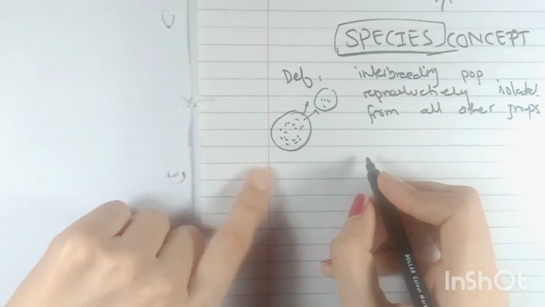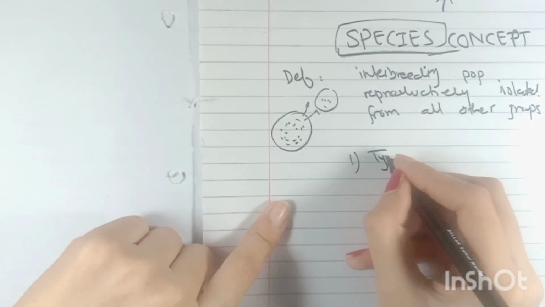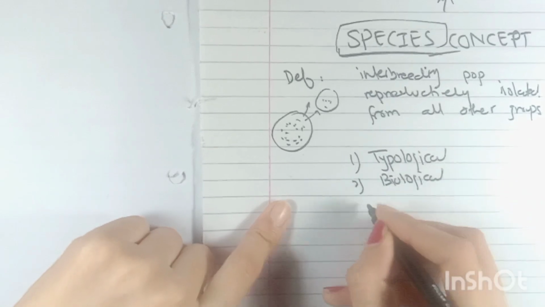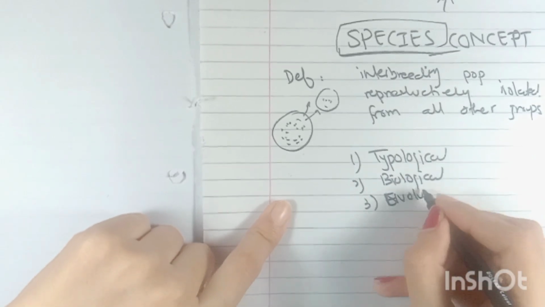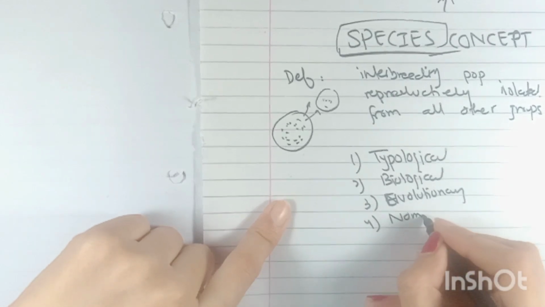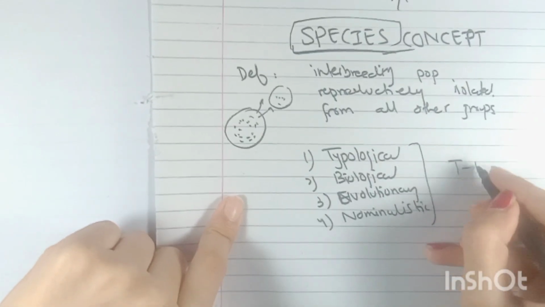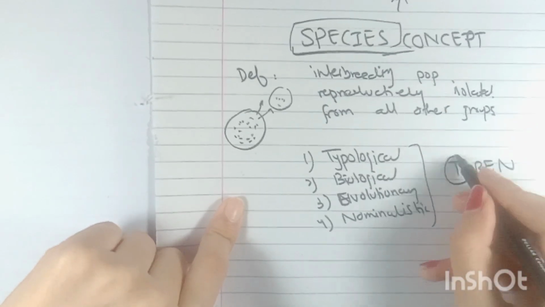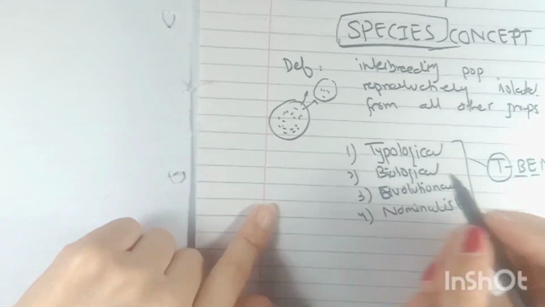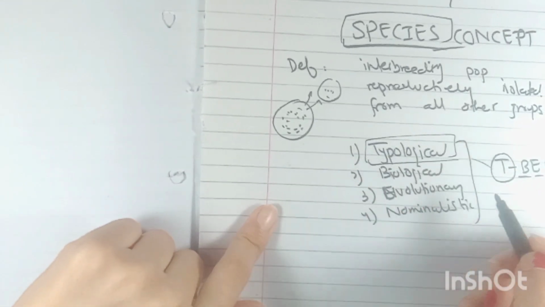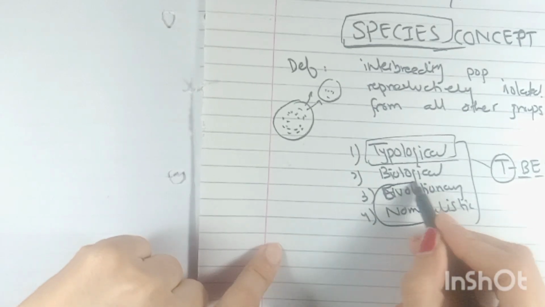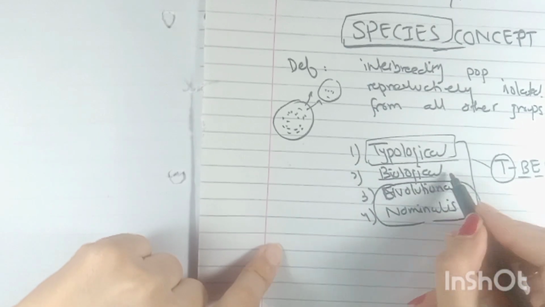All right, there are four species concepts. The first one is the typological concept. Second is the biological species concept. The third is the evolutionary, and the fourth concept is the nominalistic. We are going to learn these four as T-BEN. T for typological, B for biological, E for evolutionary, and N for nominalistic. Now in this video we will look at the typological concept, and in the next video we will look at the evolutionary and nominalistic concepts, and a separate video for the biological concept.